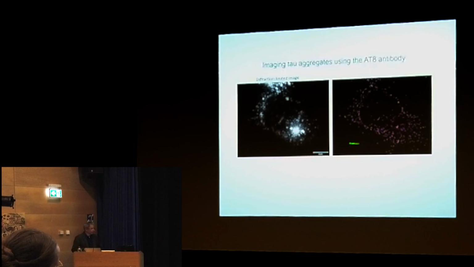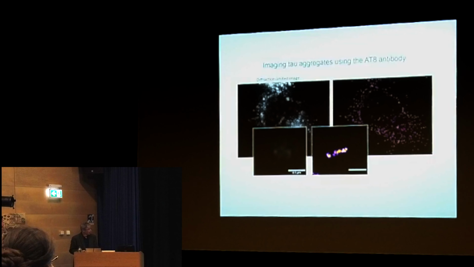If we do that type of experiment, we see formation of lots of little aggregates fairly rapidly inside the cell. This is an antibody that just binds to tau aggregates, not monomer. And this is just to show you that we can see these very small aggregates forming inside the cell.